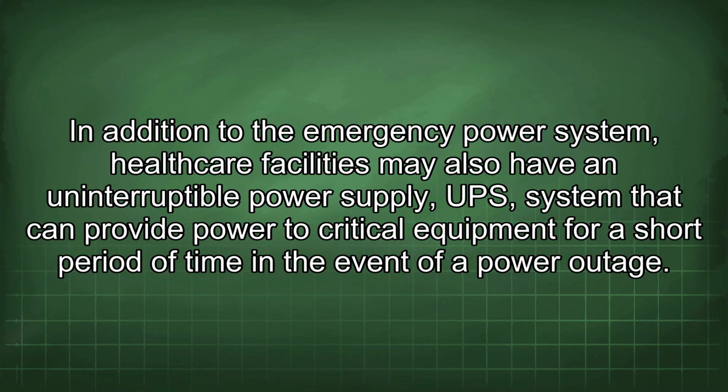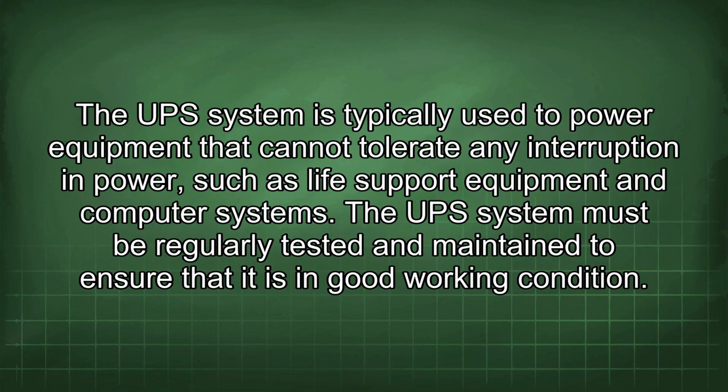In addition to the emergency power system, healthcare facilities may also have an uninterruptible power supply (UPS) system that can provide power to critical equipment for a short period of time in the event of a power outage. The UPS system is typically used to power equipment that cannot tolerate any interruption in power, such as life support equipment and computer systems. The UPS system must be regularly tested and maintained to ensure that it is in good working condition.